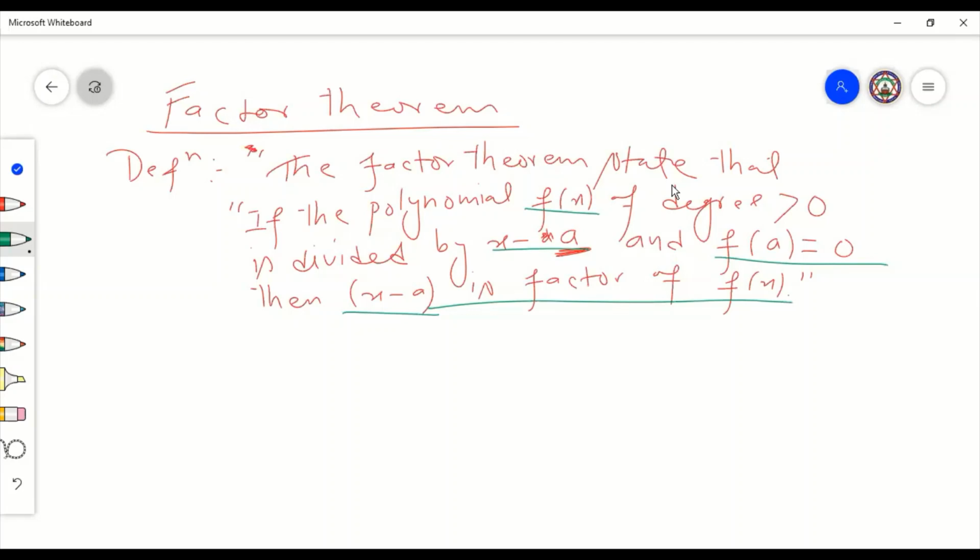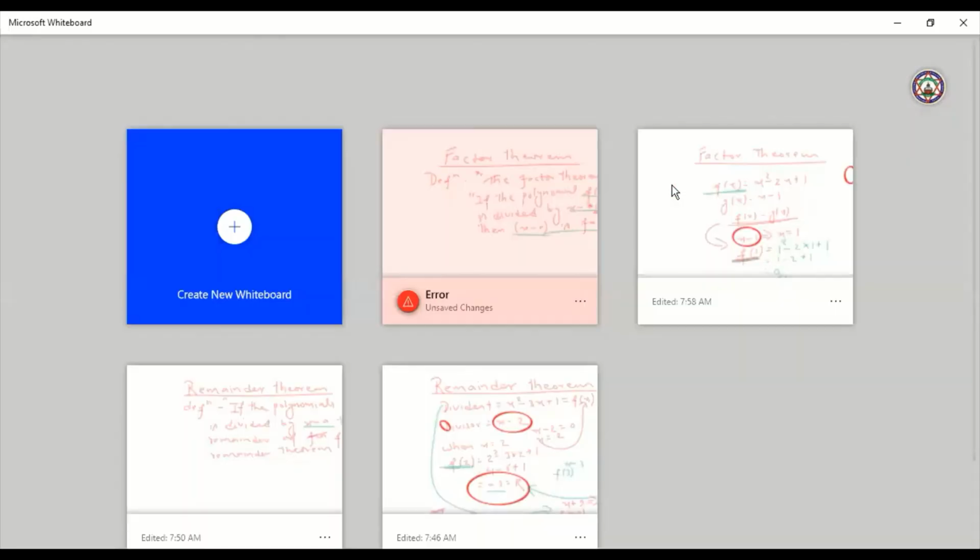By taking the help of the remainder theorem and the factor theorem, now we are going to solve some questions over here. Check it now.